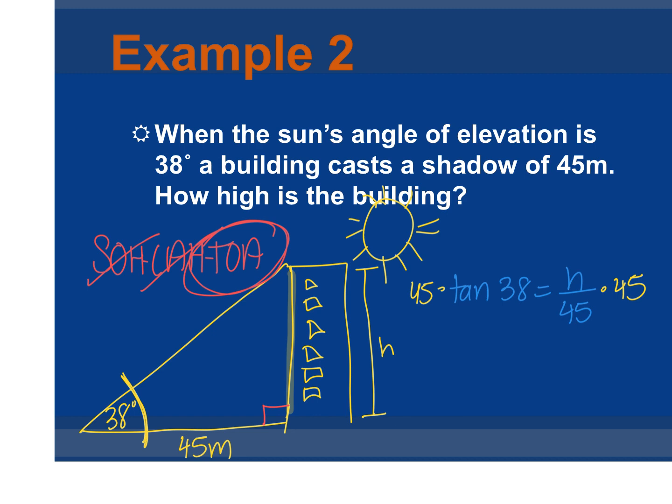Plugging it into our calculator. 45 tan 38. Round to the nearest whole number. How tall is my building? 35 meters. Good, 35 meters is my answer.